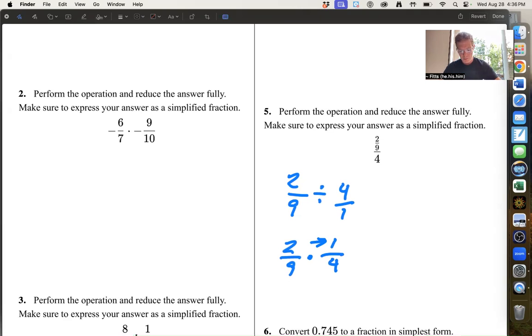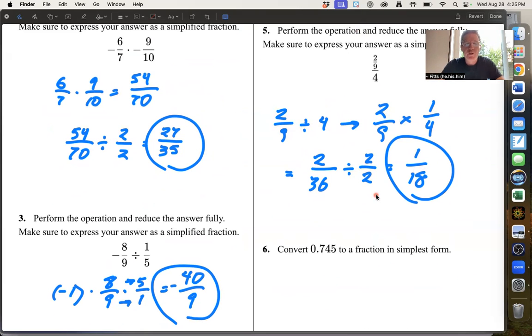Remember, we multiply across, so that's going to equal 2/36. Both of those numbers are even, so the greatest common factor there, and you can actually just do it in stages, right? If you simplify it and it's not simplified all the way, you can continue simplifying it. But I know this one is going to be 1/18. So 2/9 divided by 4 turns out to be 1/18.